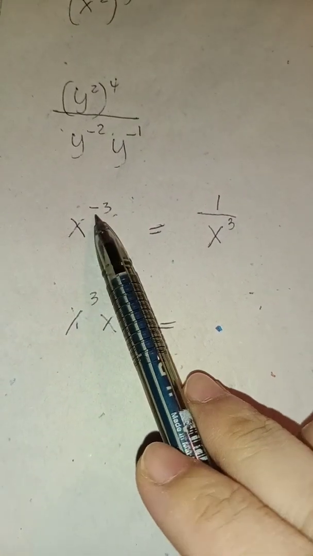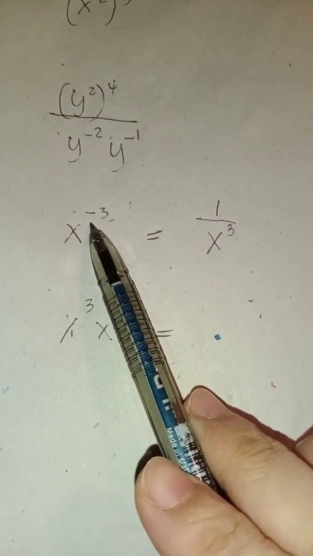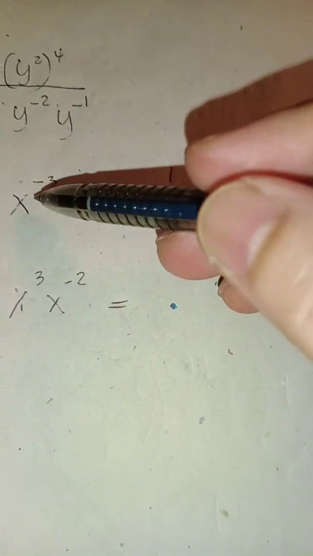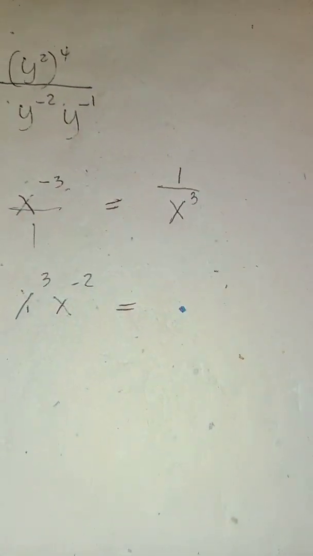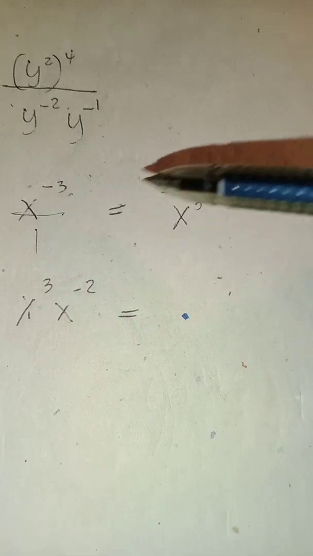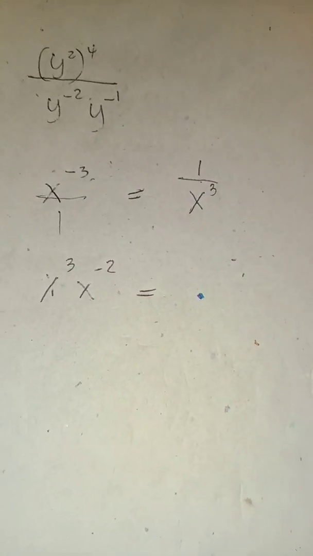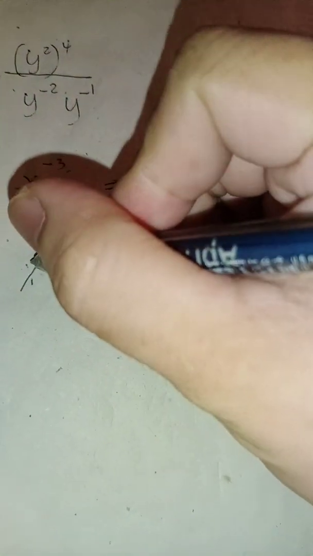Pag negative siya, negative 3, ibig sabihin, ang x raised to the power of negative 3 may over 1 kasi yan dyan, di ba? So, ang reciprocal nito is 1 over x to the power of 3. Now, ito na, next example.